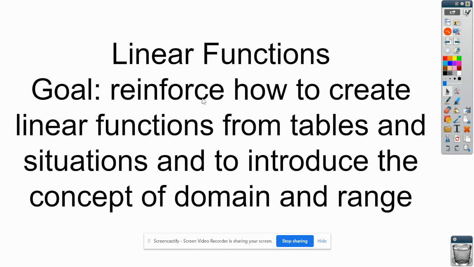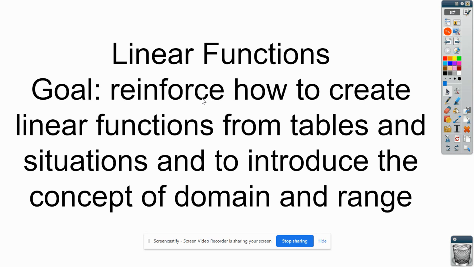So this is going to be our digital lesson on linear functions. Now, our goal today is to reinforce how to create linear functions from tables and situations. That's something we have been working on. That's something we've shown that we are able to do. Okay, we've assessed it. We're working on figuring that out and proving that we know how to do it.